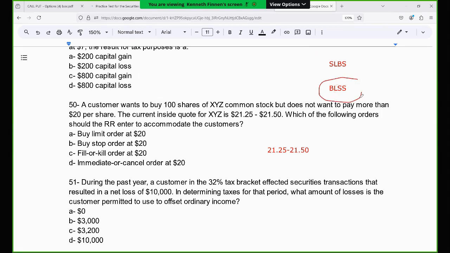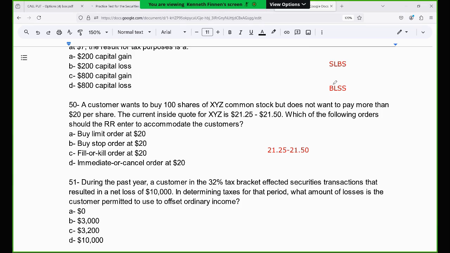So if I say I want to buy stock below the price, what's the only one of these two that's a buy? Buy limit. If I said, oh, I want to sell it below the price, what's the only one it could be? Sell stop. Right. Does that make sense what I'm saying? Yeah. Okay.